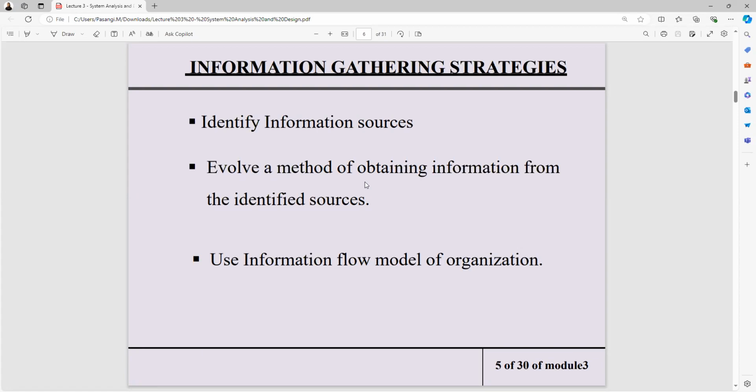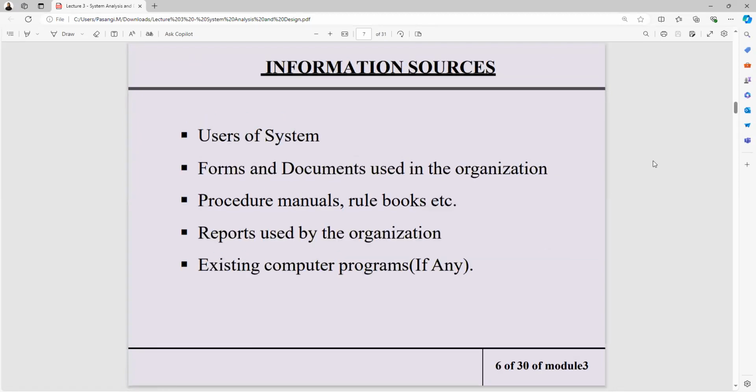Then the third strategy will be to use the information flow model of the organization.